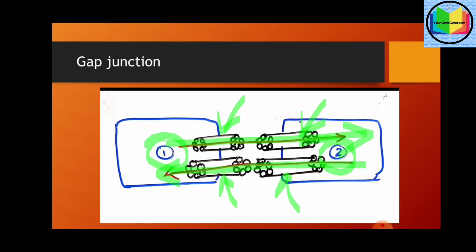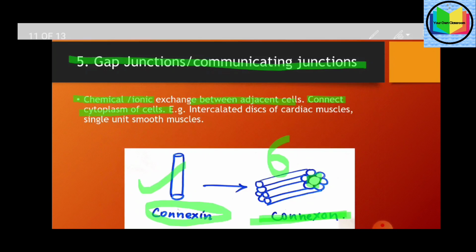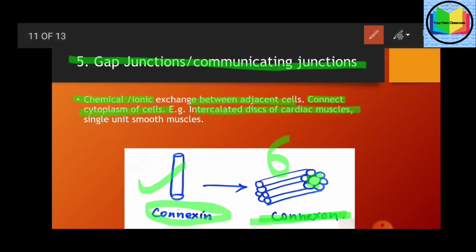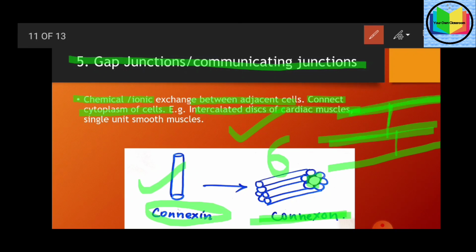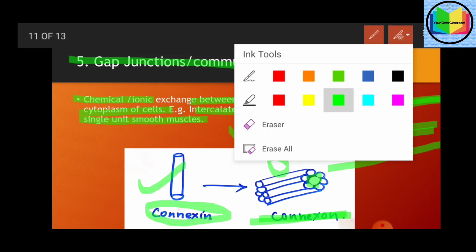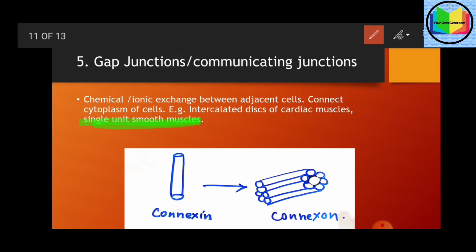Gap junctions are present in the intercalated disc of cardiac muscle fiber. If you remember, two cardiac muscles are connected with each other by intercalated discs, so that the stimulus or the action potential between them transfers very quickly. And these intercalated discs have gap junctions, so that ions, specifically calcium ions, can be transferred from one cardiac muscle fiber to another. It is also seen in single unit smooth muscle.